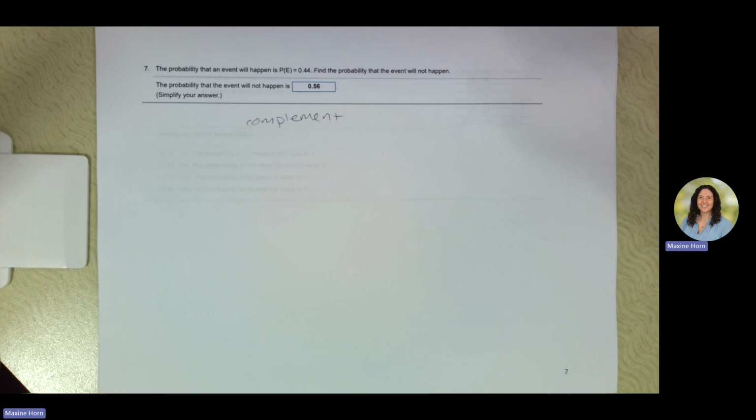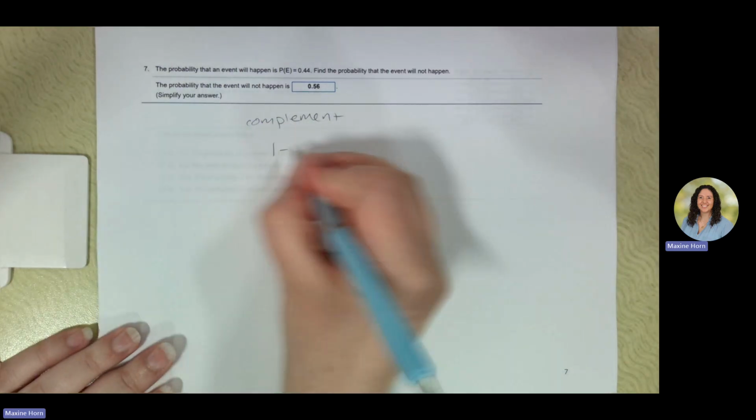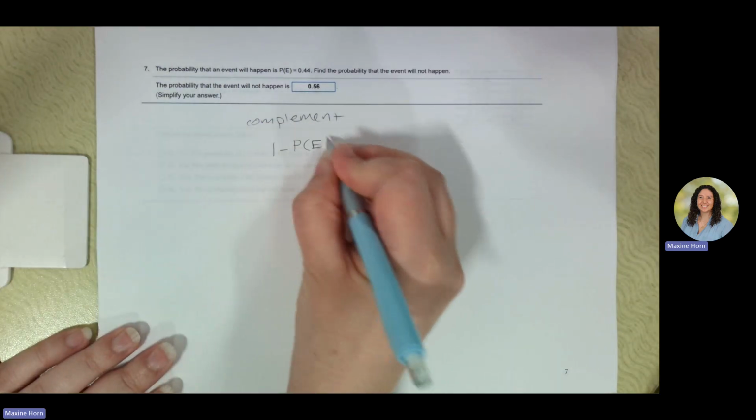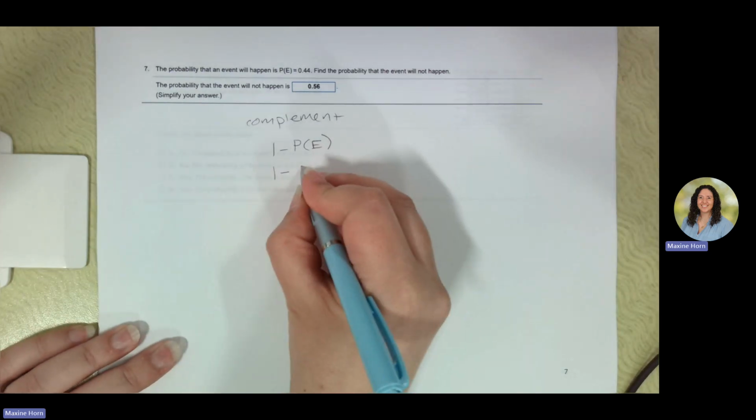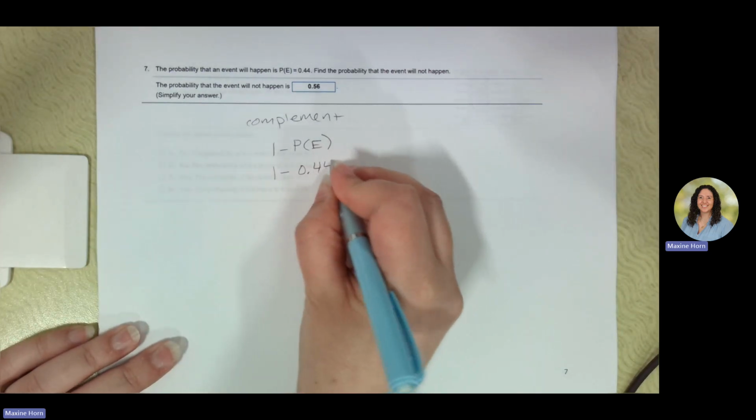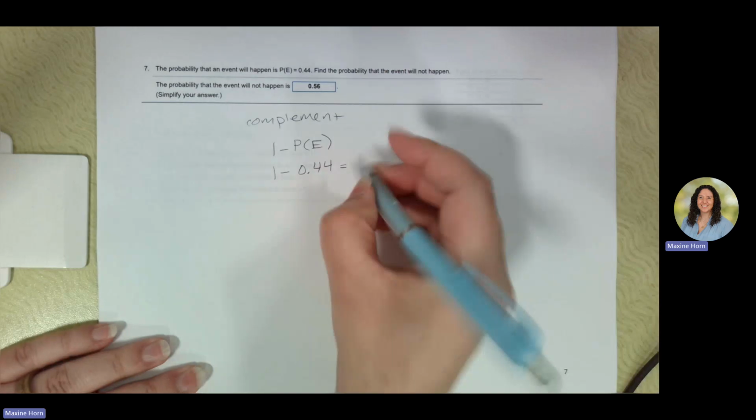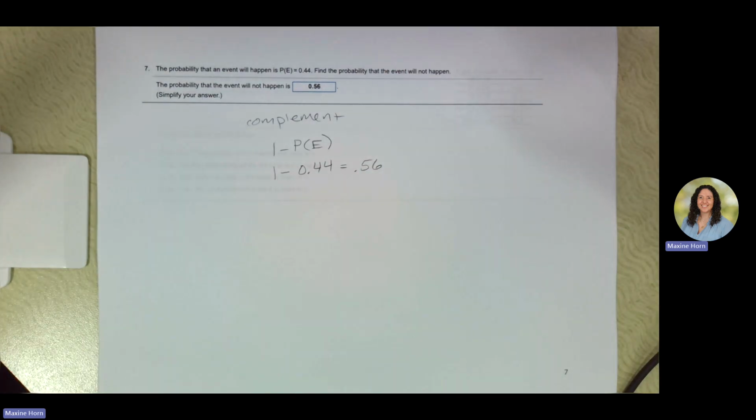So either it happens or it doesn't. To find the complement, you're going to do 1 minus the probability of E. In this case, they told us that it was 0.44. So if I do 1 minus that, I have 0.56. Either it's going to happen or it's not going to happen, but altogether, those two things need to add up to 100% or 1.